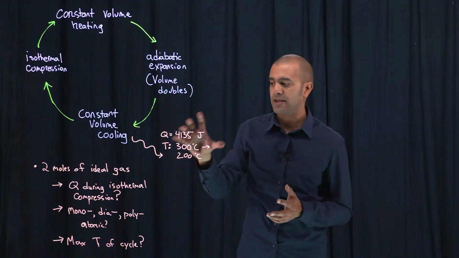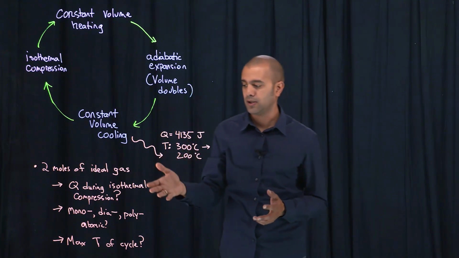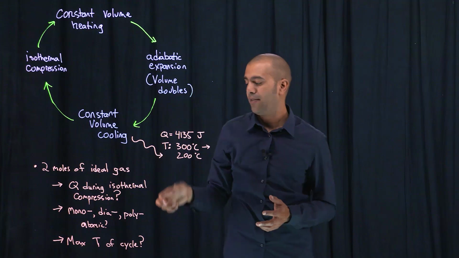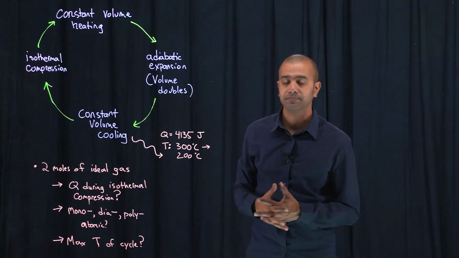We're told a little bit about the heat exchanges and temperature changes during this process, and we're asked to find a few things, including how much heat is exchanged during the isothermal compression, and then what type of gas it is, and then finally, what is the max temperature during the entire cycle.